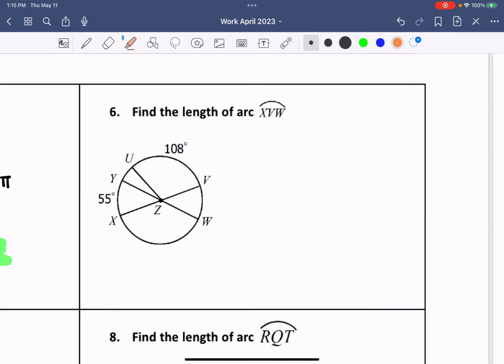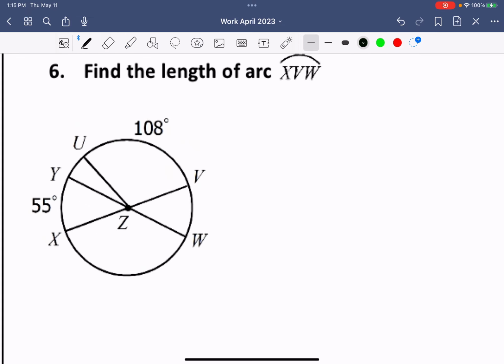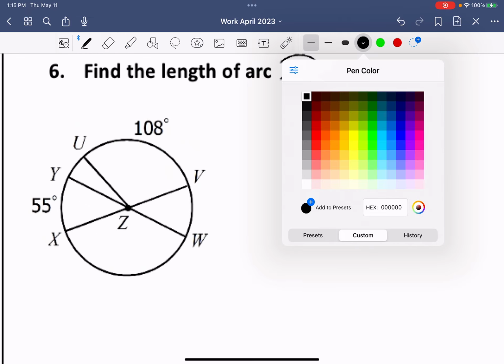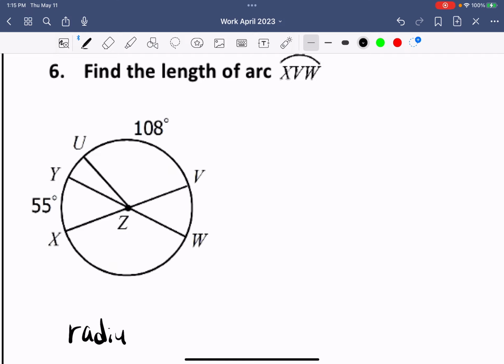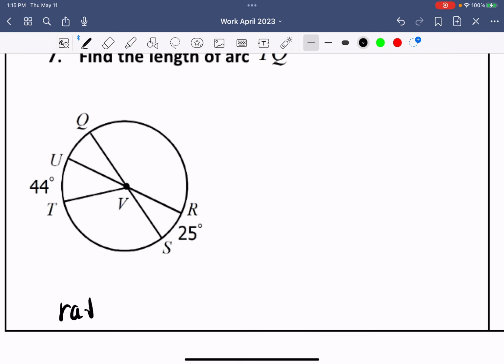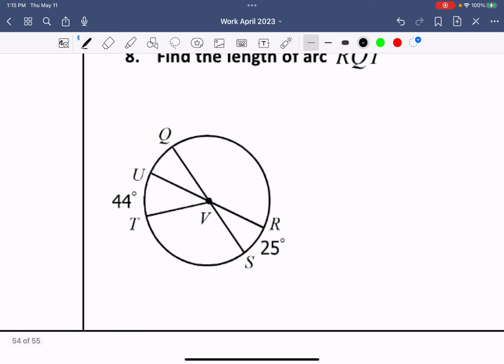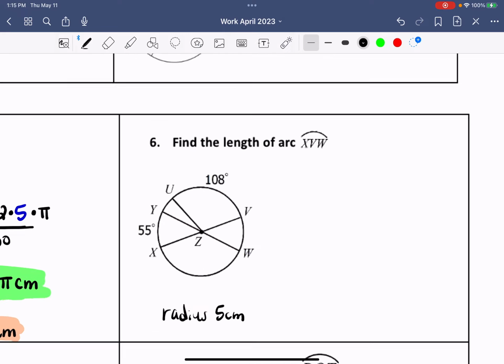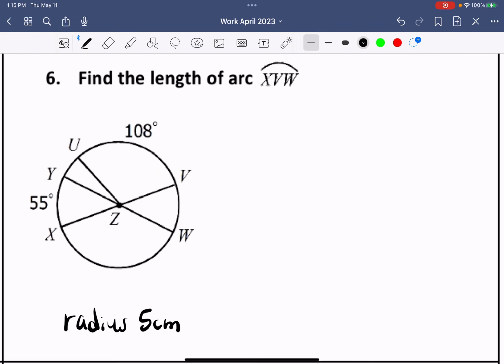Okay, number 6, the radius, we will call it the same thing. So the radius will be 5 centimeters. And then for the bottom two, the radius will be 7 inches. And this one too. The radius will be 7 inches. Okay, so I'm gonna do 6. 6 is the last one that I'll do.